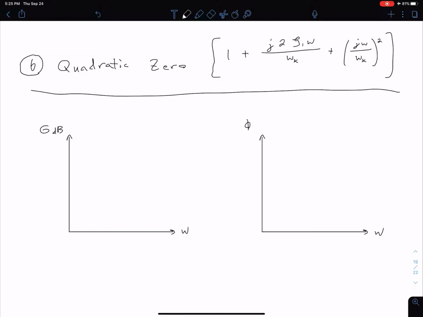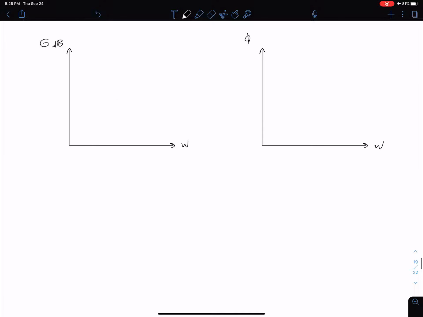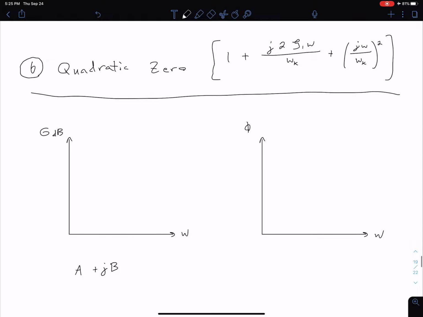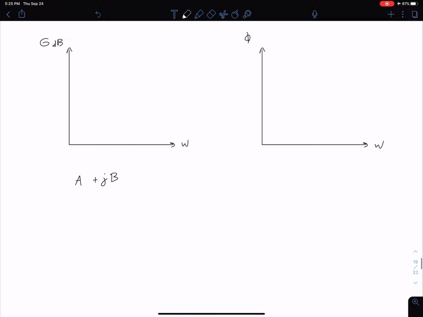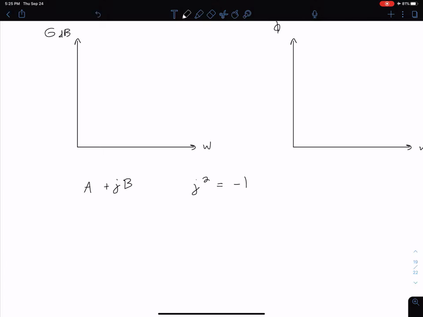Before we get started, we want to simplify that a little bit and see if we can get it in a more familiar form, where we have something that looks like a plus jb. Looking at this, we note that in this far right term, we're going to end up having a j squared term. Recall that j is of course the square root of -1, so that means that j squared is equal to -1.